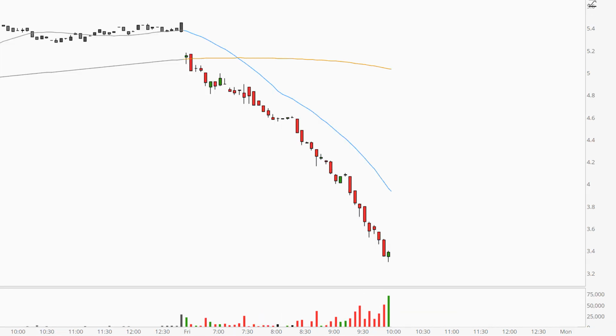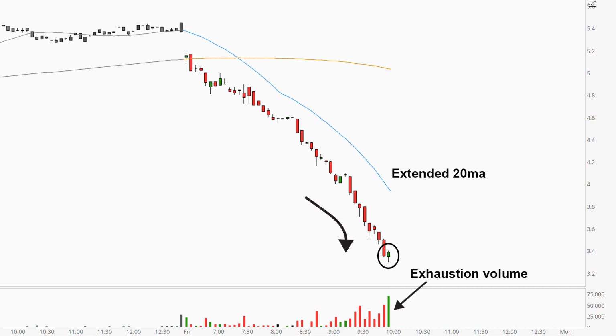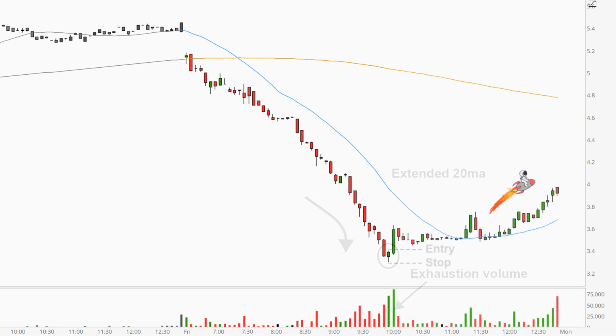Here's another one. This is HARP, H-A-R-P, on the 5-minute also. You get the sell-off, acceleration away from the 20. You've got the biggest volume bar along with a reversal bar, and you just caught the bottom for the day.